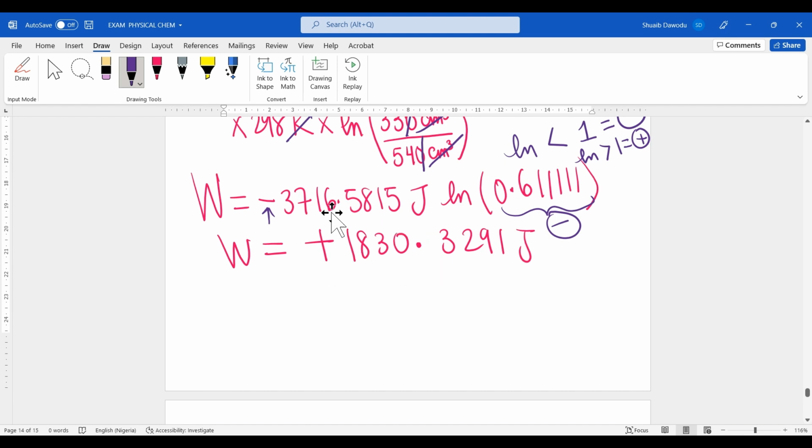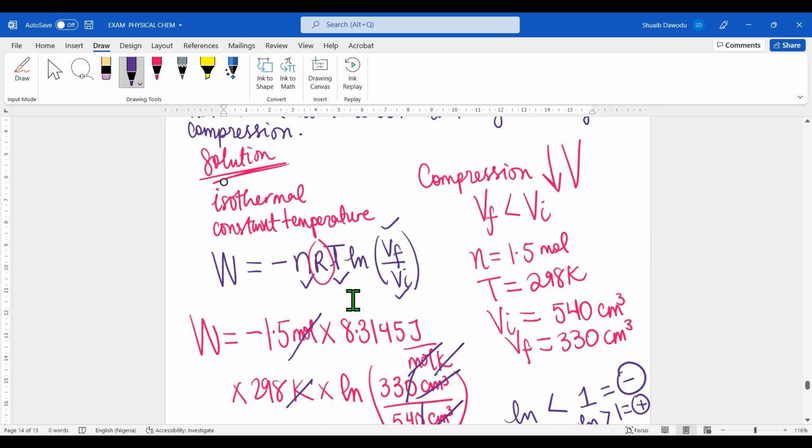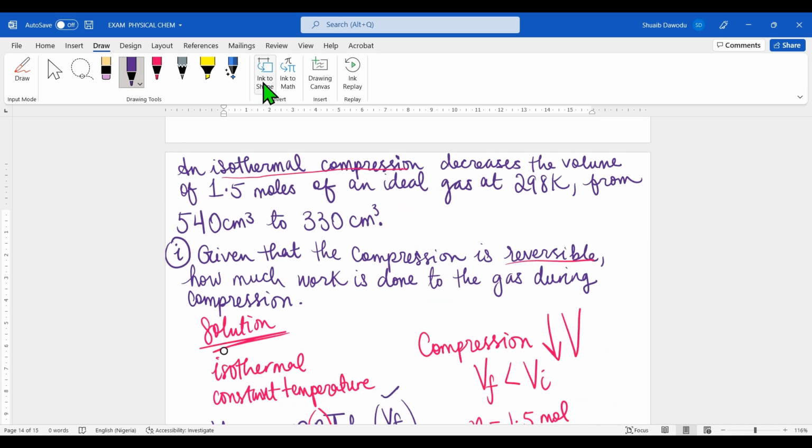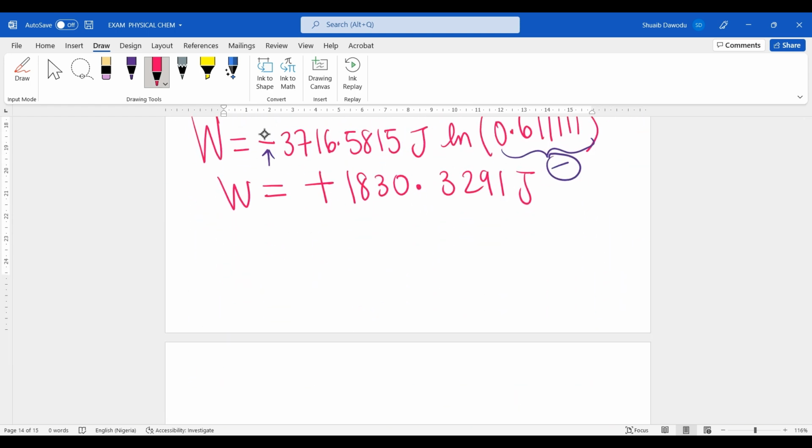So yeah, that's it. Now you're going to be wondering, okay, we've gotten 1830.3291 joules. What is the next thing? Well, the next thing is for you to round up, because you go back to the question, we see that we have two sig figs here, three sig figs here, three sig figs here, three sig figs here. And the rule in science is that you're going to pick the significant figure of the lowest value that you're given in the question. So we have to put our work in two sig figs.